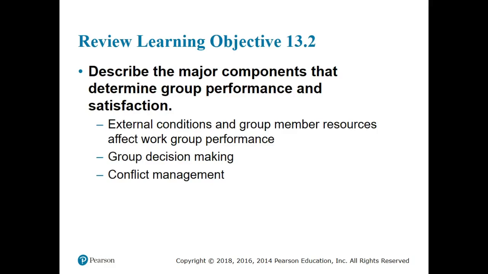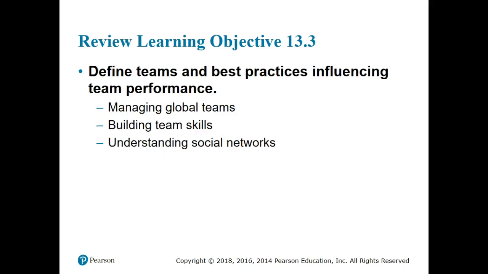Now, in review of our second learning objective, a group is two or more interacting and interdependent individuals who come together to achieve specific goals. Formal groups are work groups defined by the organization structure and have designated work assignments and specific tasks directed at accomplishing organizational goals. Informal groups are social groups. The forming stage, which we already went over, we don't have to touch on that anymore.